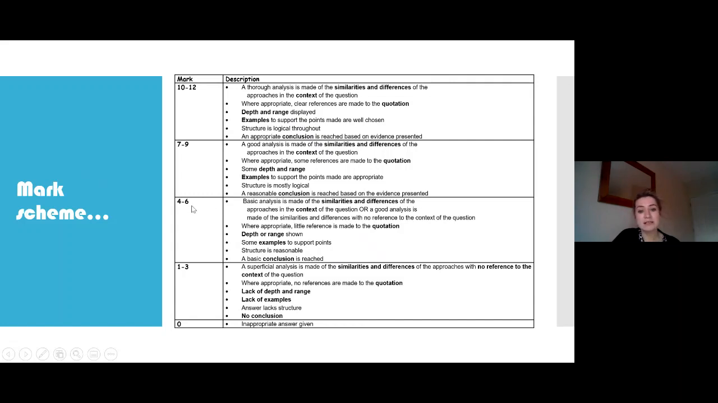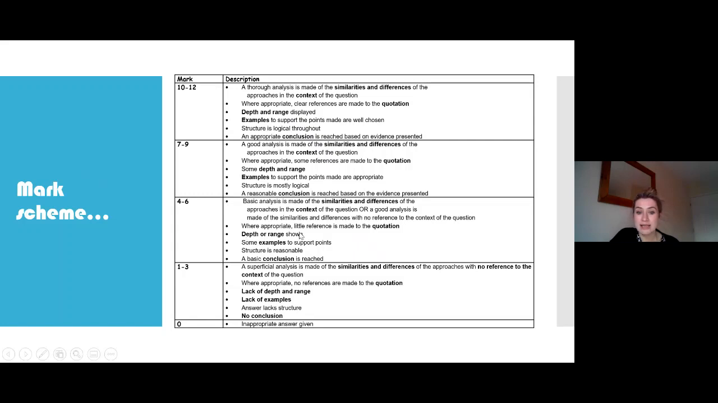For 4 to 6 marks, it gets a little bit more in detail, okay? So 6 marks is obviously half of what the question's worth. So it's saying that you will have a basic analysis made of the similarities and differences of the approaches and the context of the question, or a good analysis is made of the similarities with no reference to the context of the question. So we've got a little bit of information there. We've linked it to the context of the question. We've linked it to the biological and positive approaches.